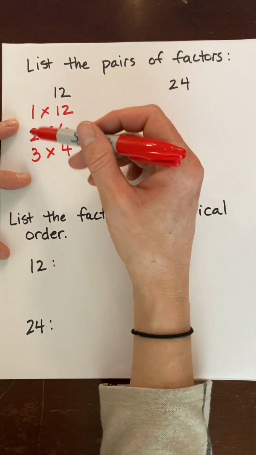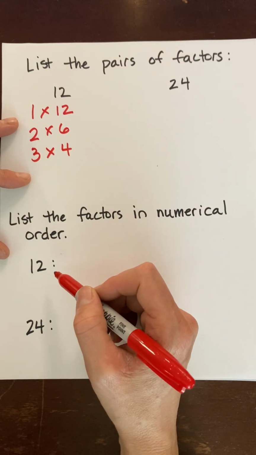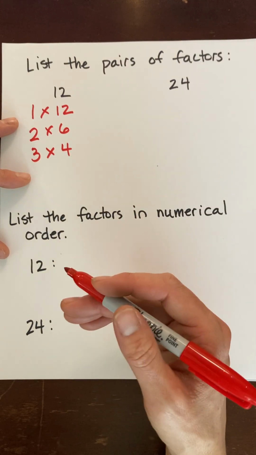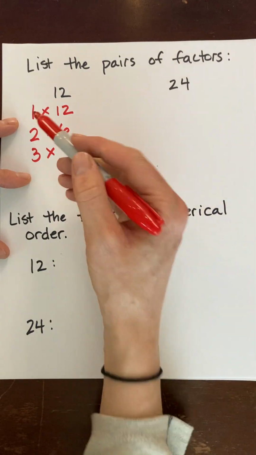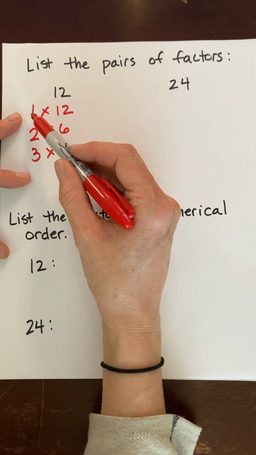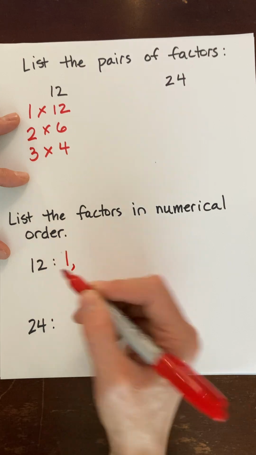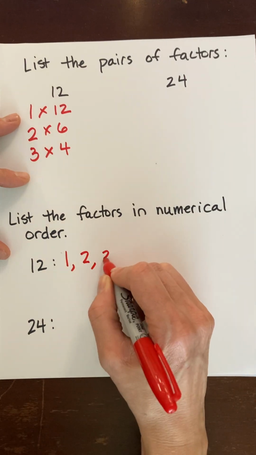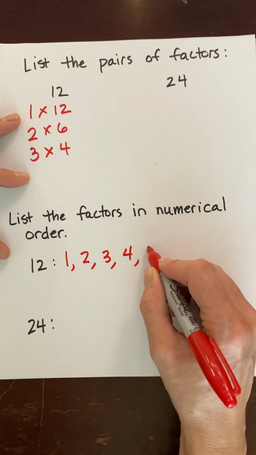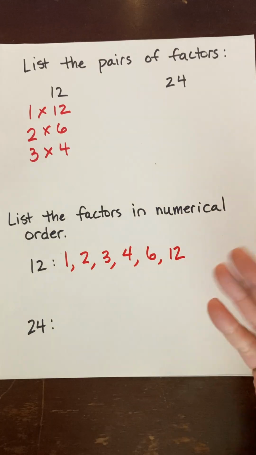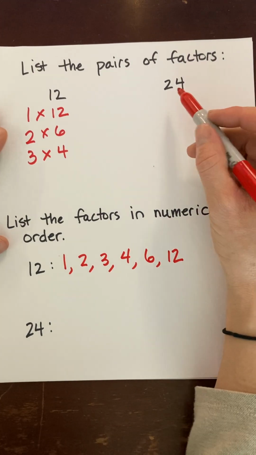Now, once we have all the pairs of factors, students are going to be asked to write those factors in order from least to greatest, or in numerical order. So all that means is we're going to write down the numbers 1, 2, 3, 4, 6, and 12. Those are our factors. So 1, 2, 3, 4, 6, and 12. That's it.